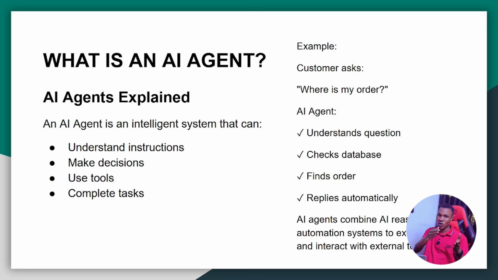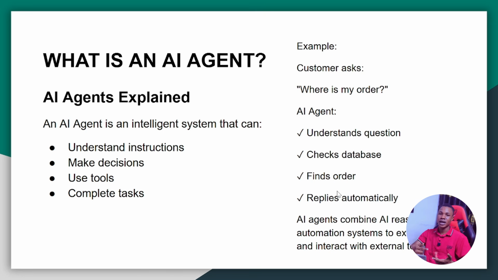So I've told you that a workflow shows, I've just showed you that. But then what is an agent? An AI agent is an intelligent system that can understand instructions, make decisions, use tools, and complete tasks. Example: customer asks, where is my order? The AI agent understands the question. It checks the database, finds the order, and it replies back immediately.